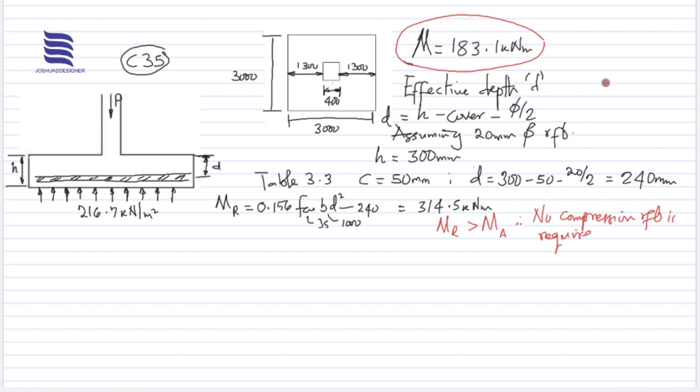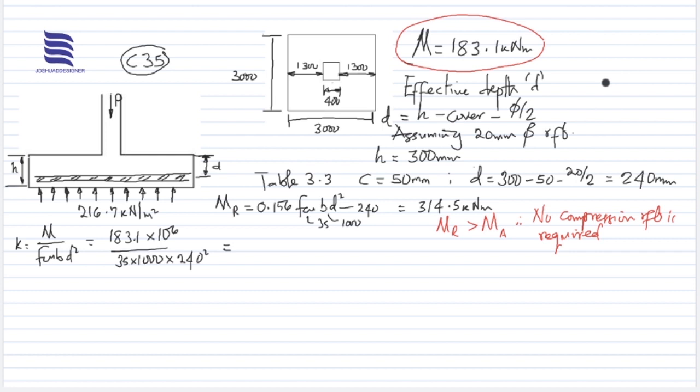No compression reinforcement is required. So we can proceed then. To obtain the value of our K, our formula remains M over fcu b d squared. We know our M already to be 183.1 times 10 raised to the power 6. Then the fcu we have to be 35, 1 meter for b, and the depth to be 240 squared.